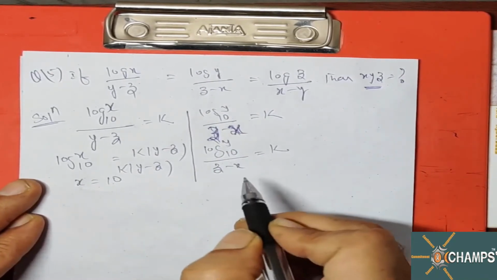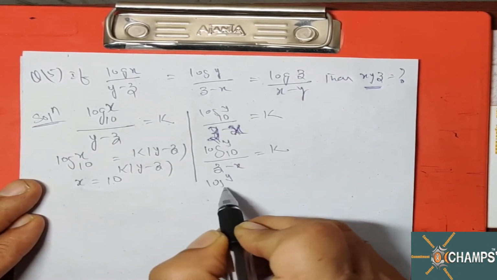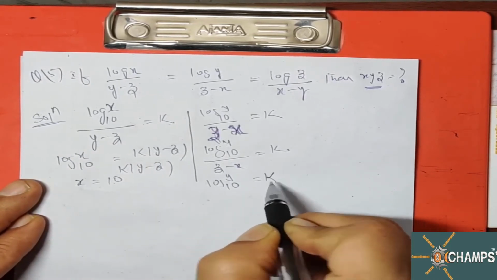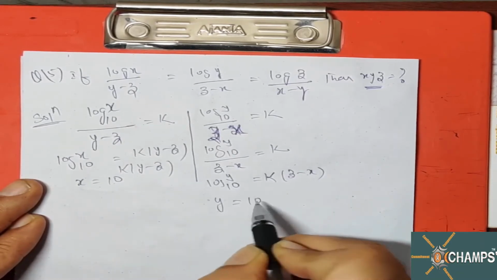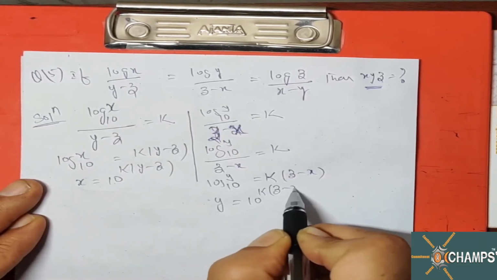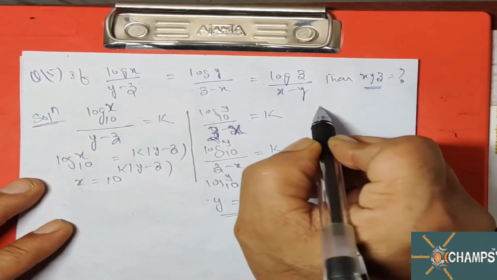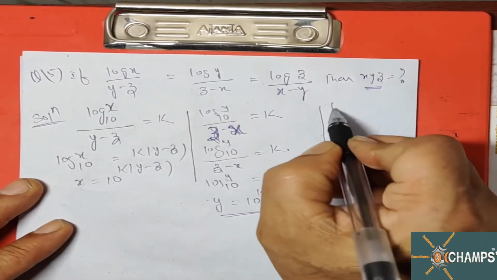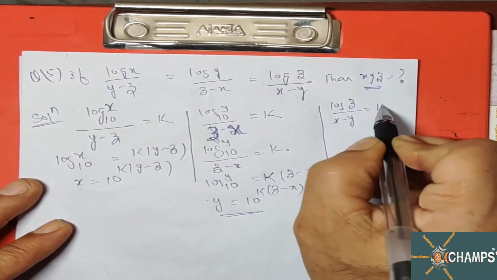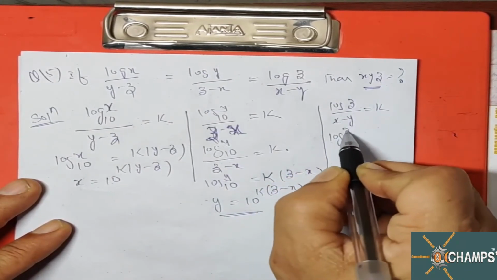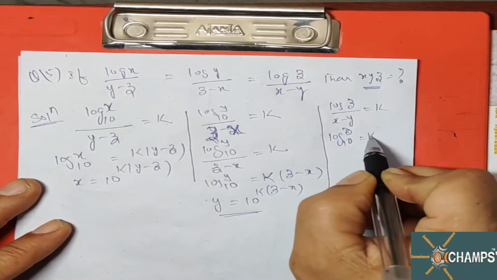Log y to the base 10, this is z minus 6. Log y by z minus x is equal to k. So log y to the base 10 is k into z minus x. Y is equal to 10 to the power of k into z minus x.